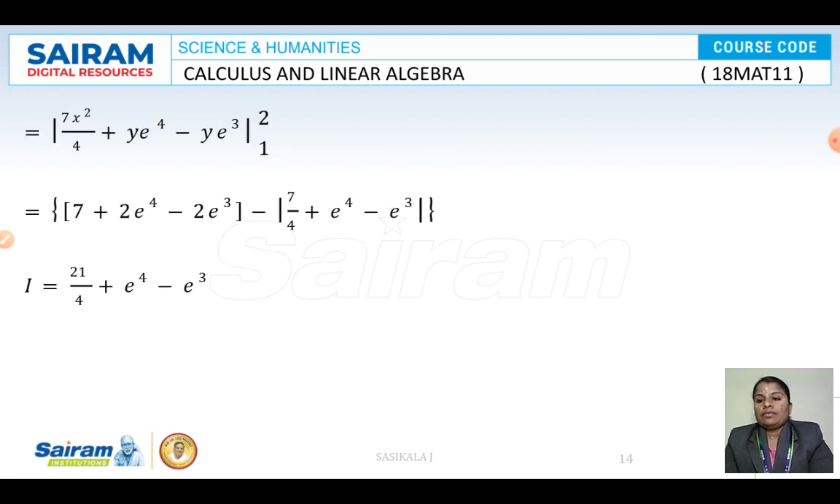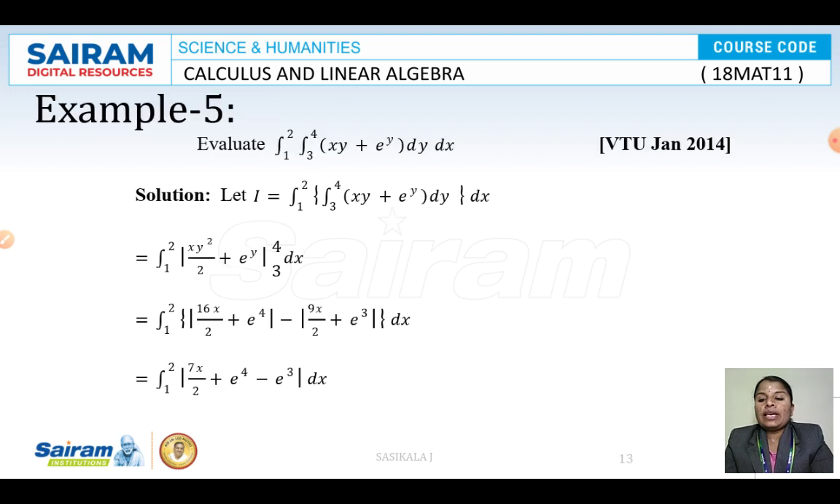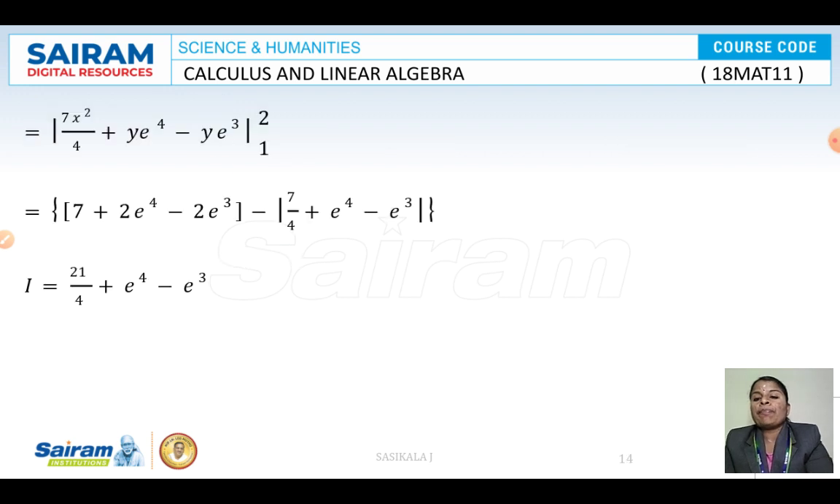Now integrate and you will be getting 7x squared by 4 plus e power 4 into y minus e cube into y, with the limit of 1 to 2. Substitute the limit: 7 plus 2 into e power 4 plus 2 into e cube, minus 7 by 4 plus e power 4 minus e cube. So just simplify. I'll be getting the answer 21 by 4 plus e power 4 minus e power 3. If you need, we can get the numerical values from the calculator. Otherwise it's not required. You can stop as it is.